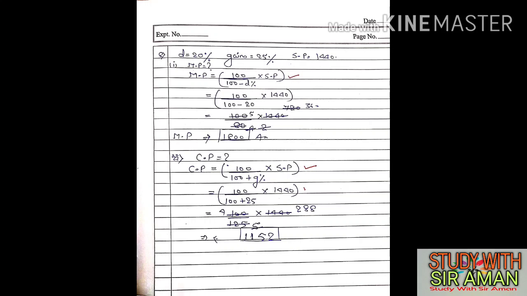Number two, I need cost price. Check. For cost price you need selling price and gain percentage. Check, both the details are given in the question. Put the value 100 by 100 plus gain percent into SP, as we have done in our previous exercises. Okay, multiply, your answer will come.